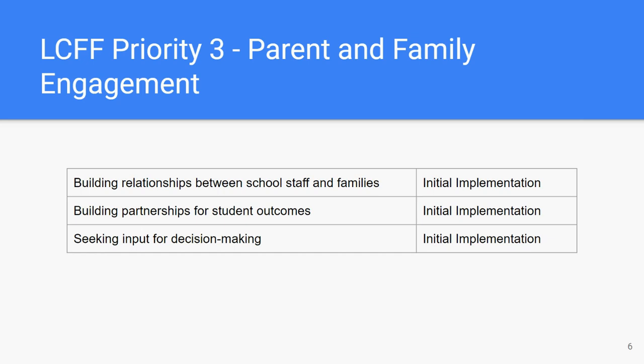Priority 3 focuses on parent and family engagement. This indicator evaluated MJUSD's progress in building relationships between school staff and families, building partnerships for student outcomes, and seeking input on decision-making. MJUSD is considered to be in the initial implementation phase.